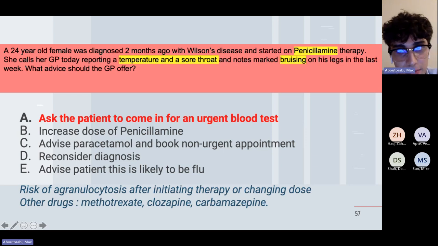This was quite a hard question, but a risk of penicillamine therapy is agranulocytosis. This is an important risk in which you get a drop in your white blood cells, and it can occur with a lot of medications, penicillamine being one, along with methotrexate, clozapine and carbamazepine. Whenever you're counseling patients on any of these medications, a warning sign you'd want to tell them about is that if they start the medication and have any flu-like symptoms, they should come to A&E as soon as possible. This is the kind of signposting you would do whenever you're counseling for any of these medications.